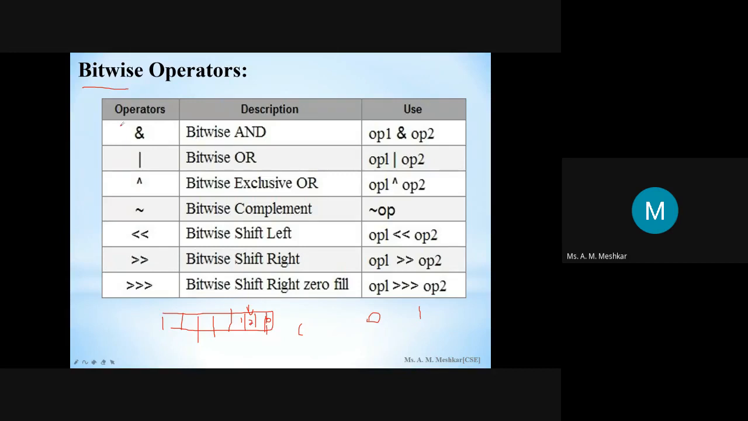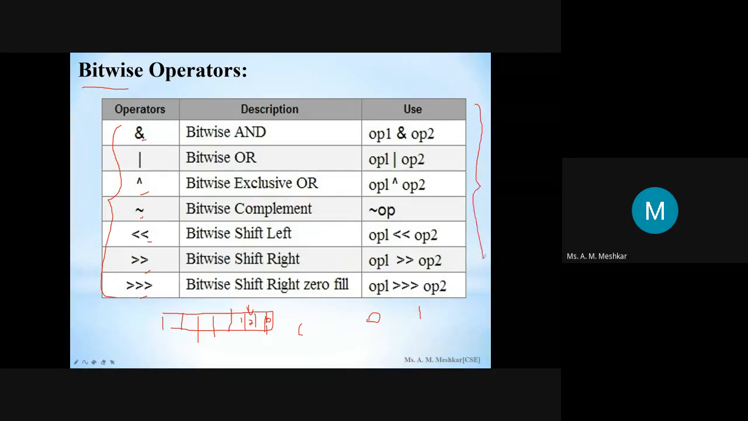Similarly, these are the operators which are coming under the category of bitwise operators. Okay, so as you can see here, the different bitwise operators are given, their description is given, and their use, how they are used, and how many operands they require, unary or binary. Okay, so here you can see bitwise and, bitwise or, bitwise exclusive or, bitwise complement, bitwise shift left, shift right, and this is shift right with zero fill.